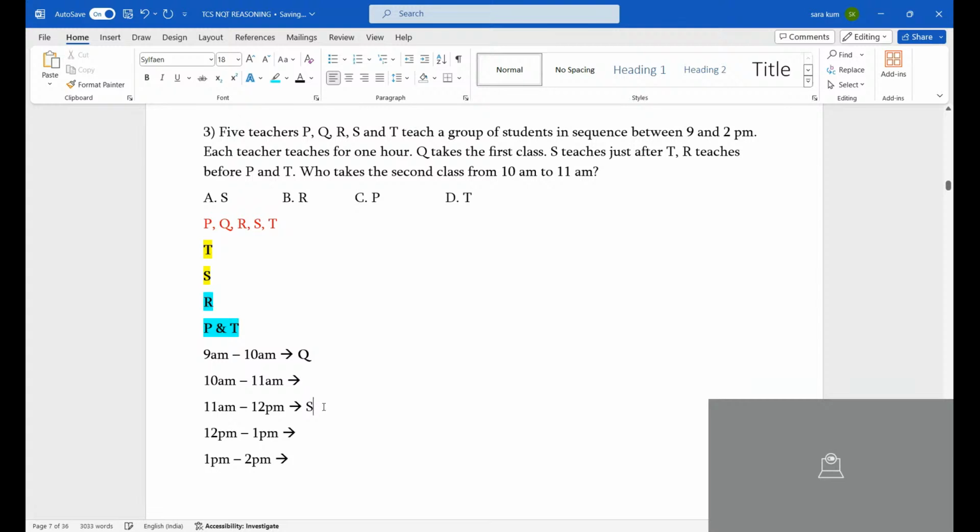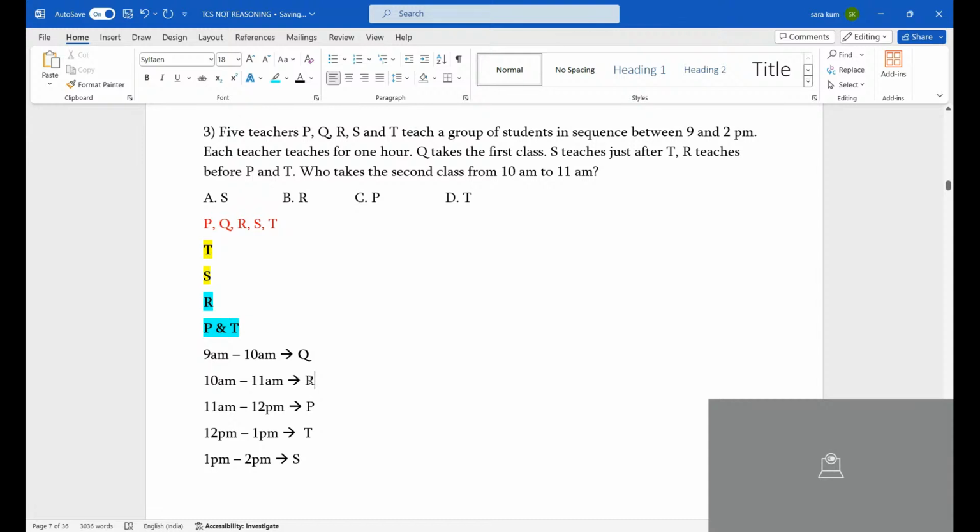So what are the possible positions for T and S? You can have T here and S here. Now R teaching before P and T is possible, because then P could come here, and you can put R here. That is a possibility, right? Or if you have T here and S here, again you can put P here and then R here. R teaching before P and T is a possibility.